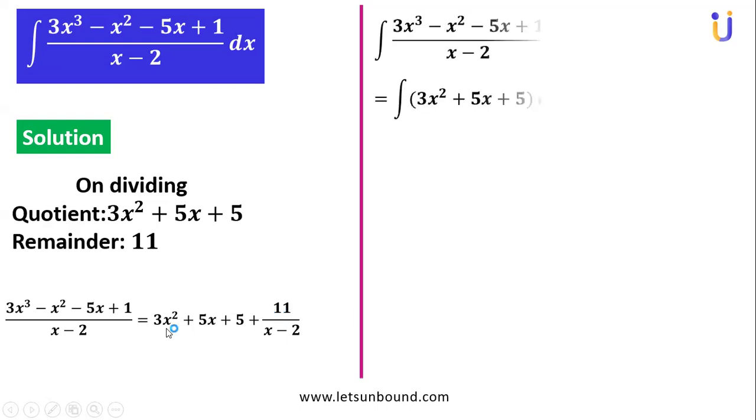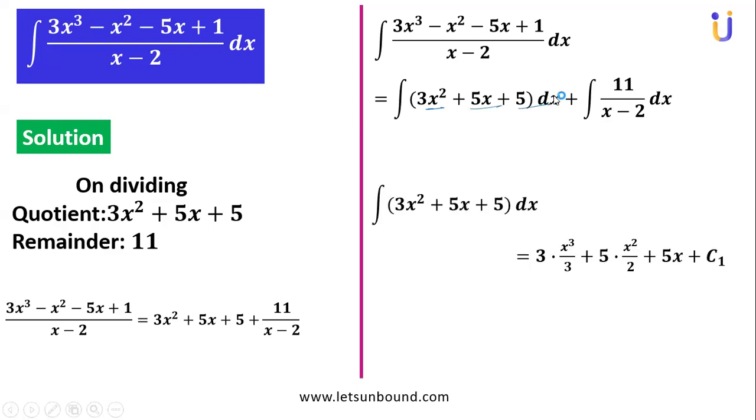Now, apply the integral. You can apply the integral for each term, as I have said. Right? So 3 x square, if you integrate by the power rule, gives x power 3 by 3. 5 x power 1, power rule, gives x square by 2. And 5 dx, dx will change to x. Okay, x, and a constant of integration.